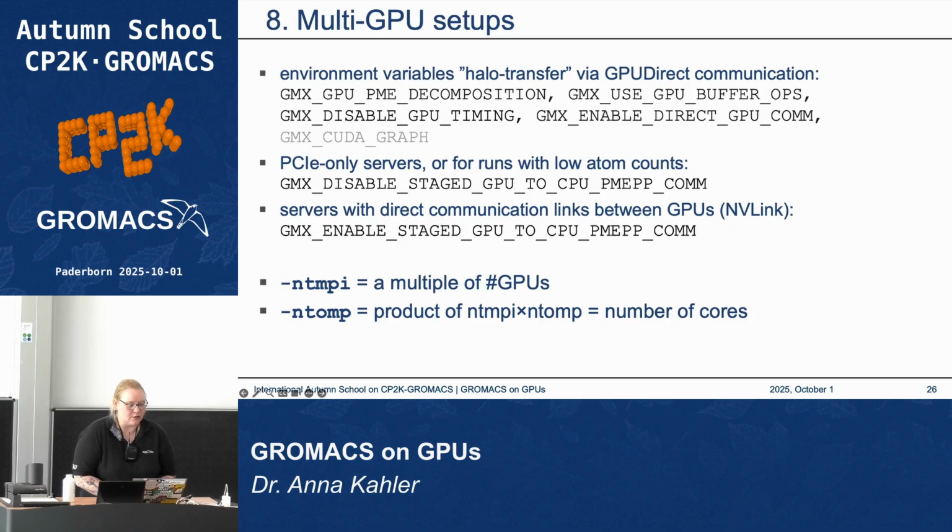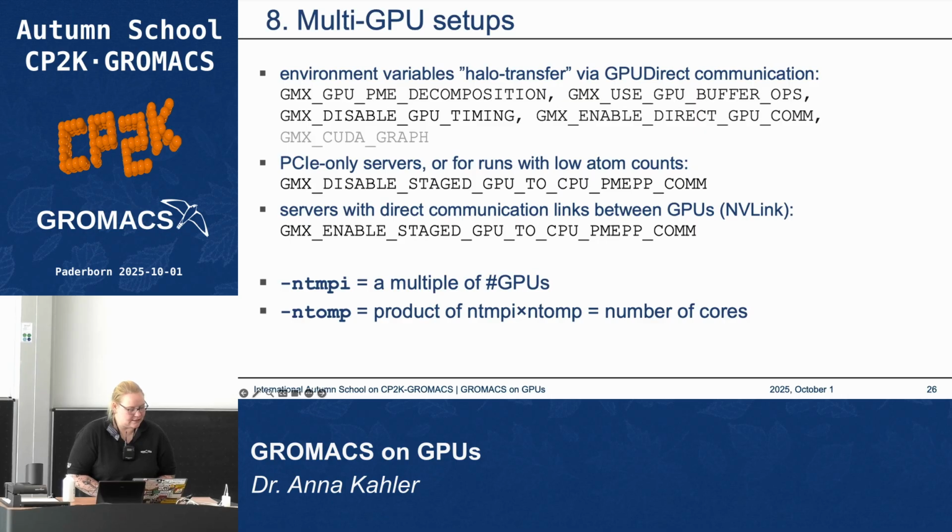GROMACS calls this halo transfer. So for this halo transfer, if you set these 4 environment variables, GROMACS will use the GPU direct communication and makes the simulation go faster on multi-GPUs. We're also going to try this in the hands-on this afternoon.